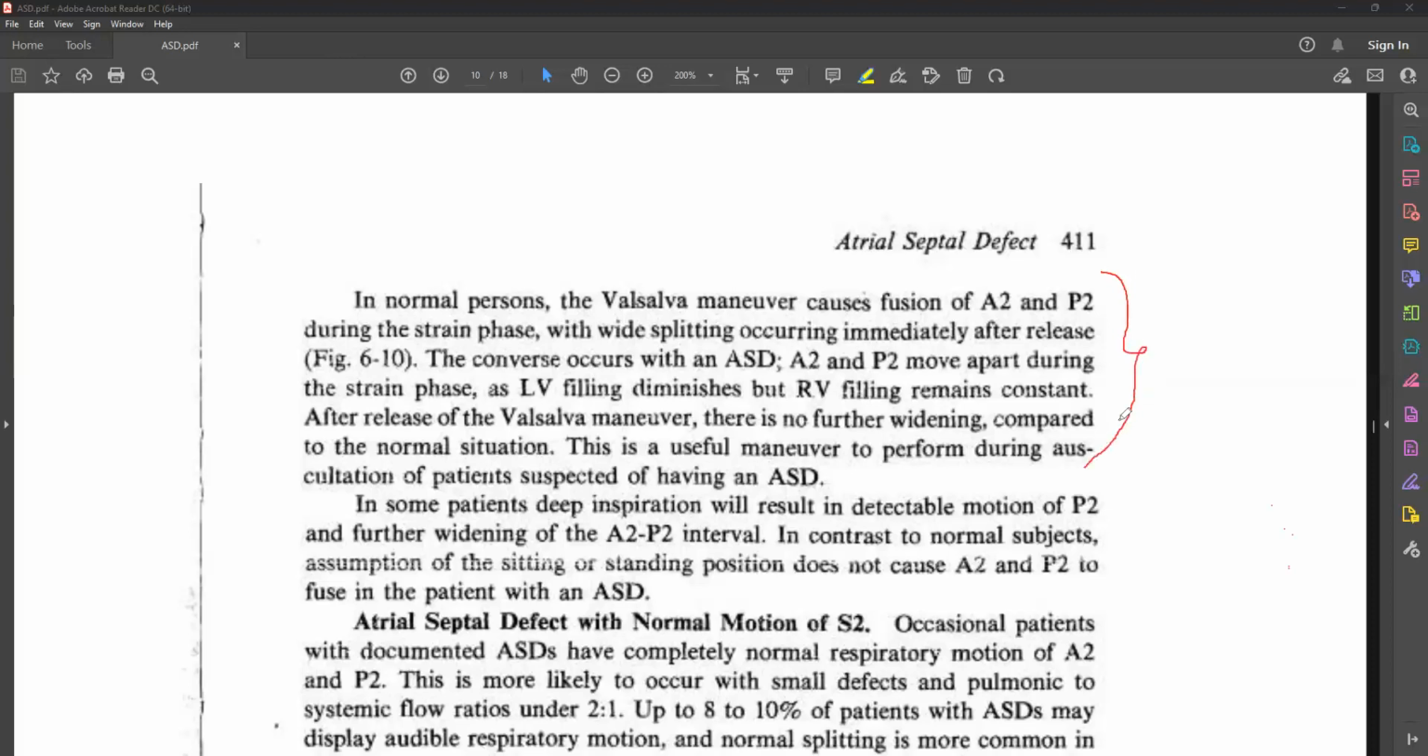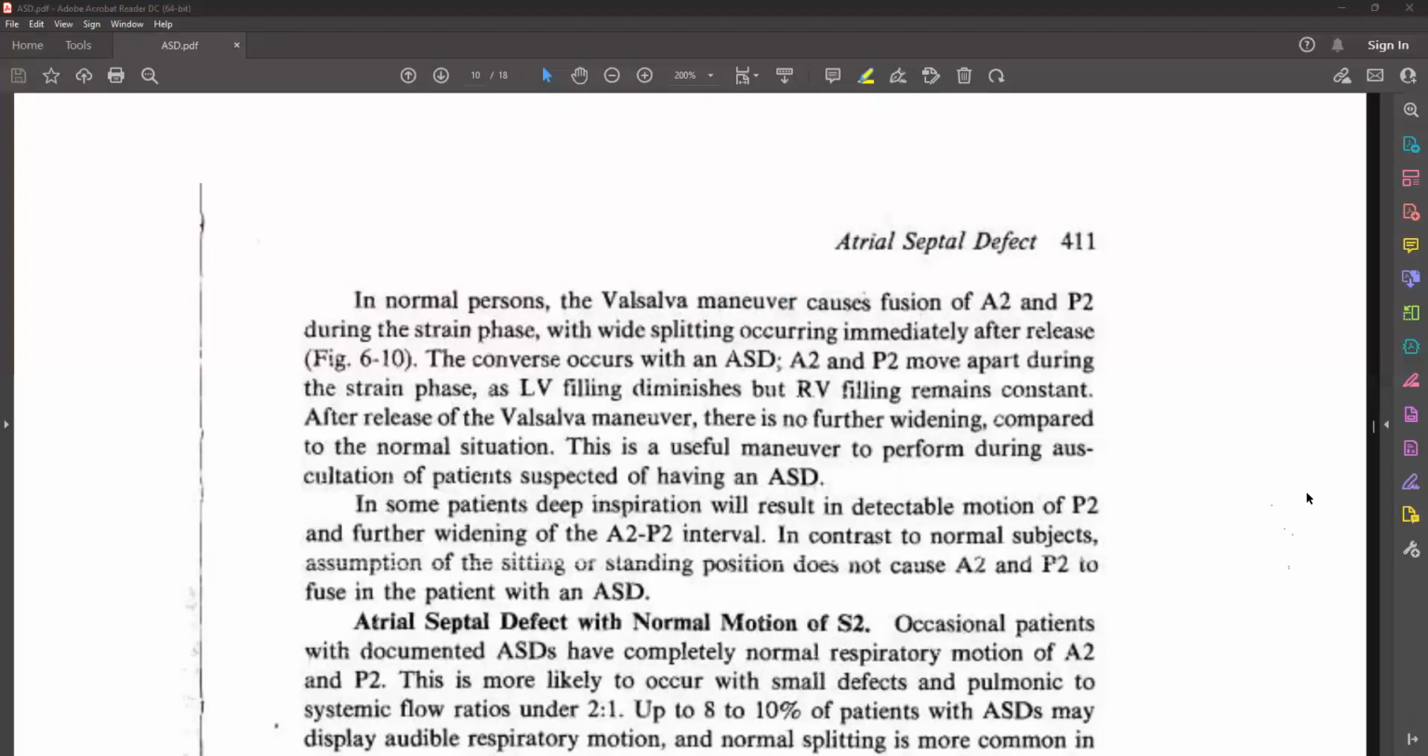When you have a doubt, there is a split S2. I'm not sure whether it is just a physiological split, or I'm not able to convincingly tell that this is a wide and fixed split. Using the Valsalva maneuver is a very good tool at the bedside. This is quite reliable, and you can also include it in the discussion.